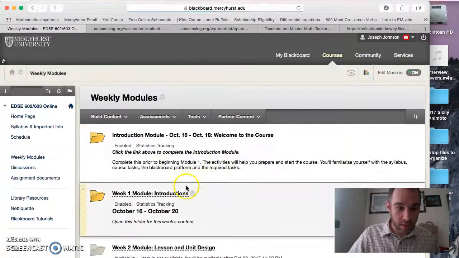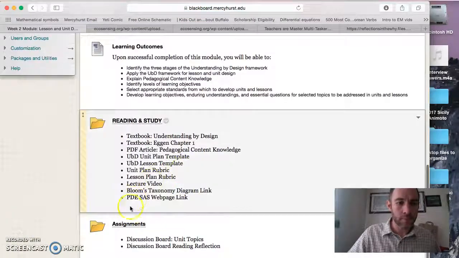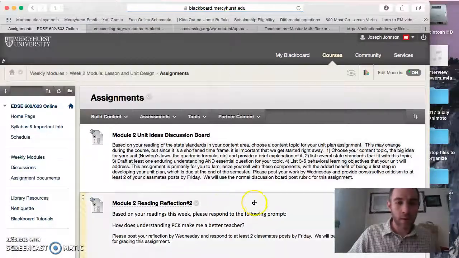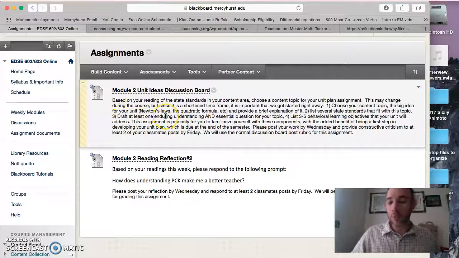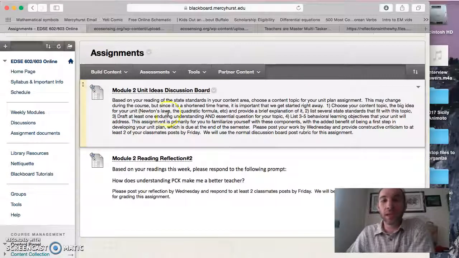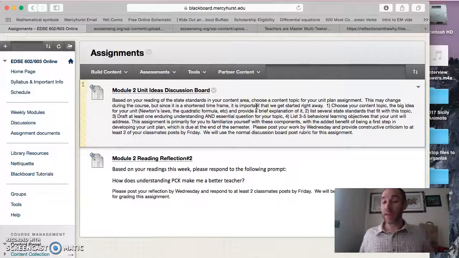I do want to talk briefly about the assignments for this week. There are 2 discussion boards. The first one is step 1 towards developing our unit plan. You're going to need to pick your content topic. It doesn't necessarily have to stay the same throughout the entire semester, but we only have 8 weeks, so we have to get started. We have to get going.